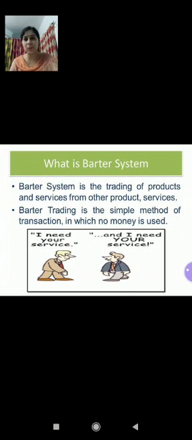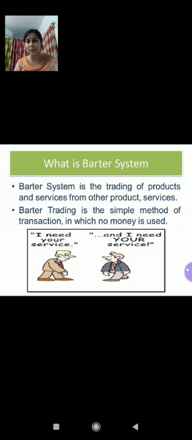Children, first of all, before starting the concept of money, we need to talk about the barter system. I know you already know about the barter system. So a brief introduction about the barter system. Children, the barter system is the system in which trading of goods was done in exchange for goods. That is, trading of products and services for other products and services. This system is also known as commodity economy, right? The barter system is the simplest method of transaction in which no money is used, right?